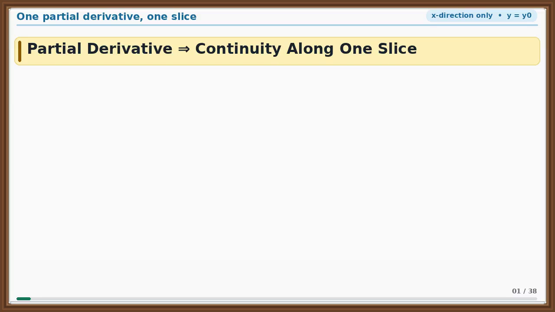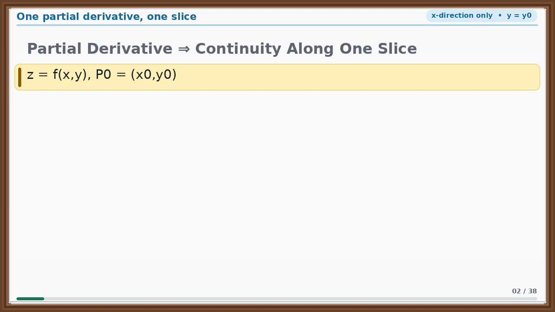In this lesson, we will answer one precise question. If the x partial derivative of the two-variable function exists at a point, what kind of continuity follows? The answer is useful, but limited. Continuity along one horizontal cross-section at that point.